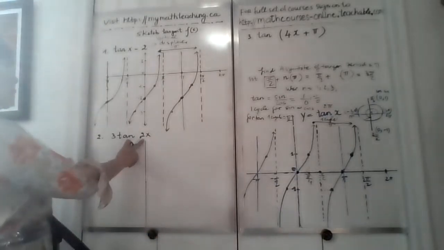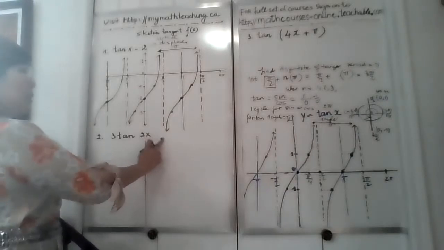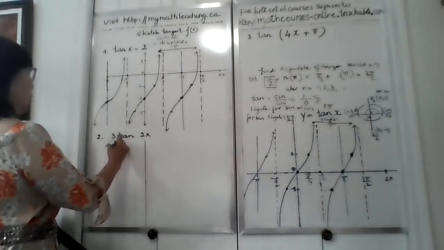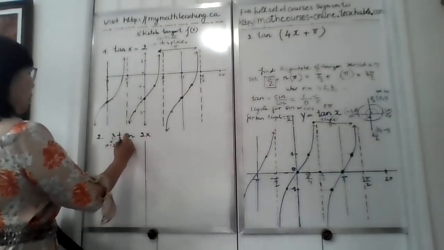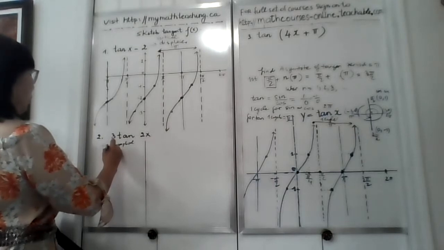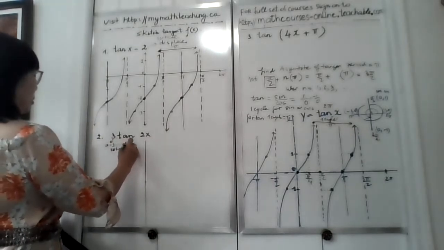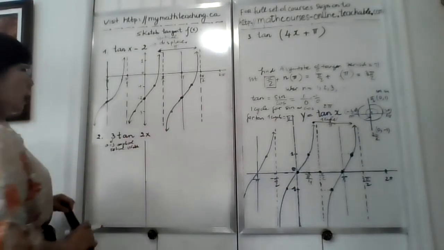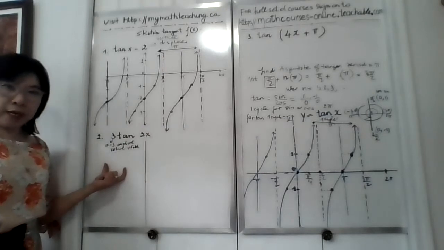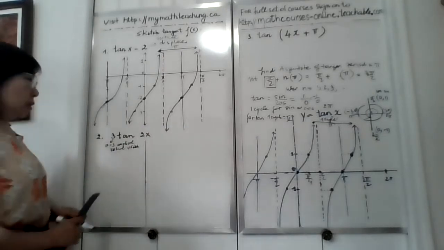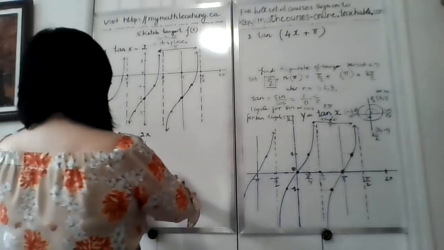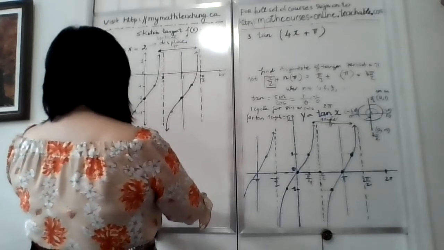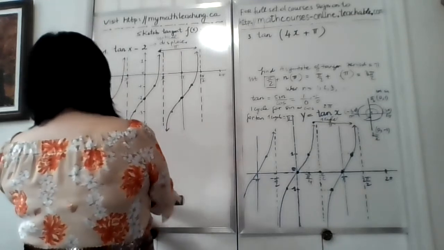Now, noticing that we don't have any displacement here, but this time we have the A here equal 3, which is amplitude, right? It means vertical stretch factor, vertical stretch by a factor of 3, right? And anytime we talk about factor, we multiply. We don't add or subtract, right? So now we're going to find our vertical stretch factor.